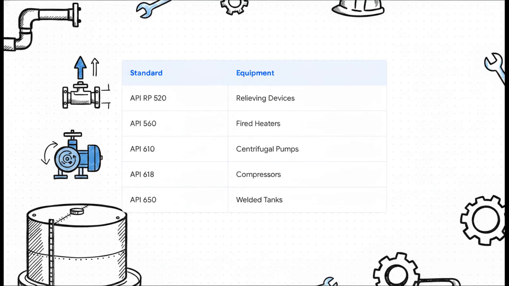Take a look at how insanely targeted these API standards are compared to the broad ASME codes. Let's say you need a pressure-relieving device in a refinery. You go straight to API RP 520. Buying a centrifugal pump, you ensure it meets API 610. Building a massive welded oil tank, API 650 is your exact instruction manual. It basically allows purchasers and manufacturers to speak the exact same highly technical language when ordering critical equipment.